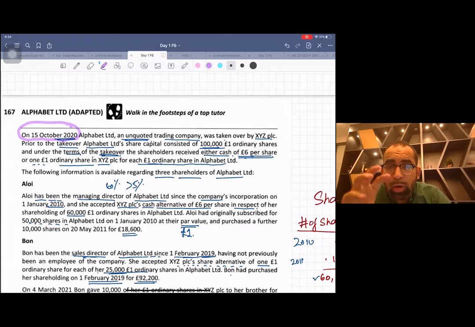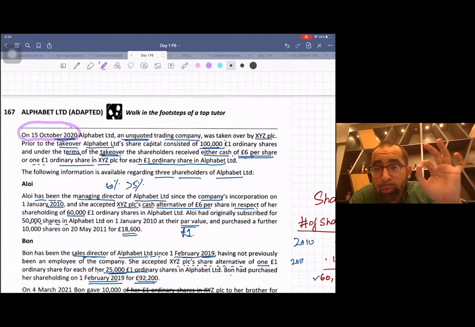See, almost 1.5 years. The holding of Alphabet Limited shares is only 1.5 years or so, not 24 months. Bond did not complete the 24 months holding period. So that's why Bond is not qualified for BADR. Okay. Bond cannot claim BADR because 24 months is a must.